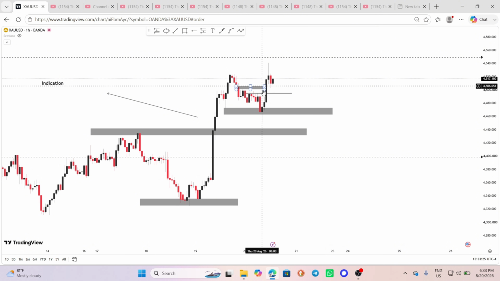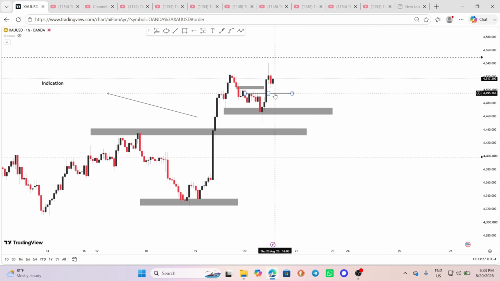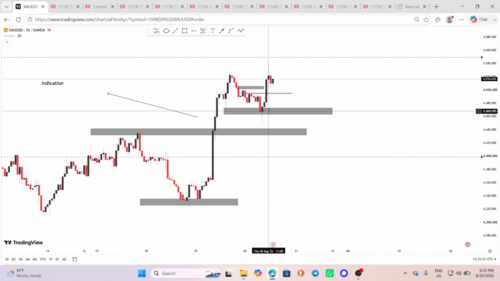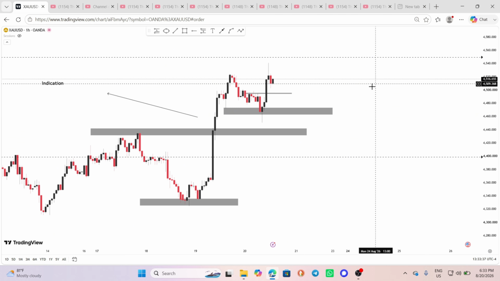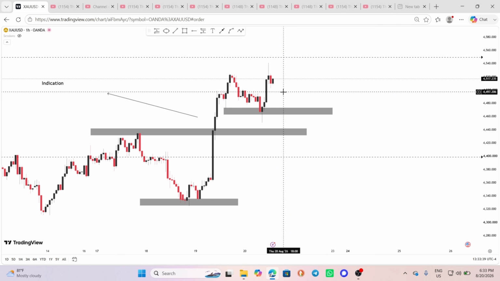You can enter off here because you're using a higher time frame. Your stop loss should be underneath the newly created lower high. This makes your setup valid and perfect.